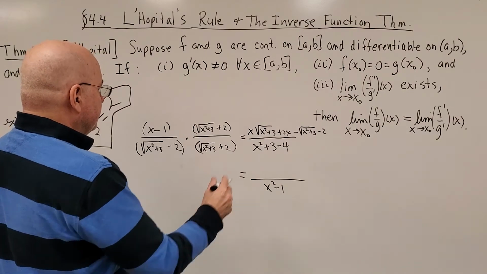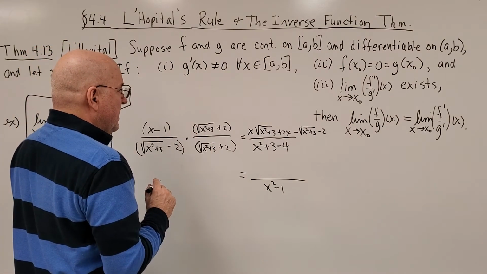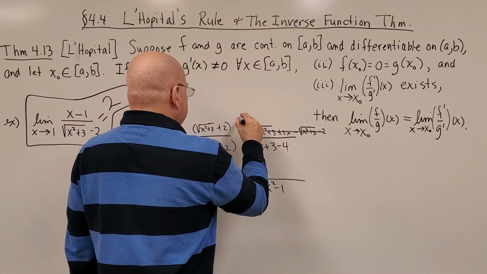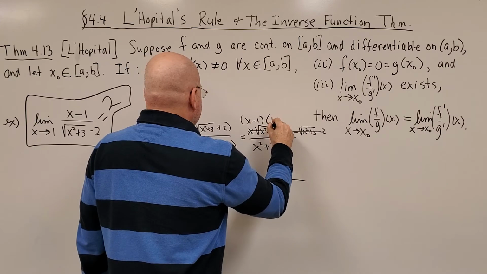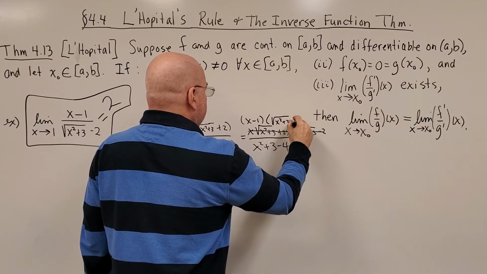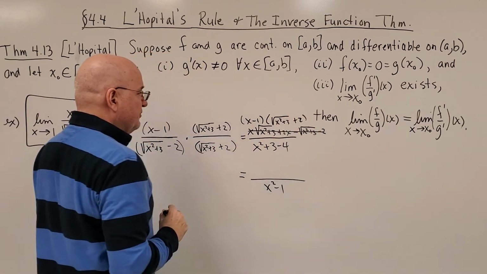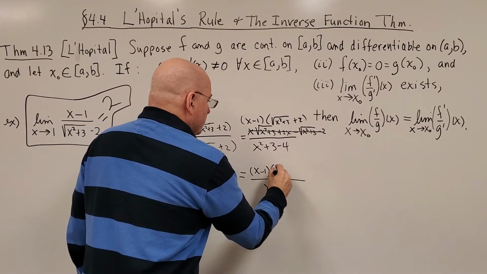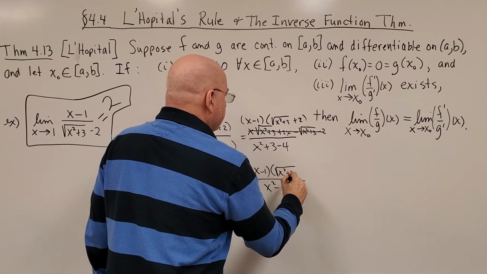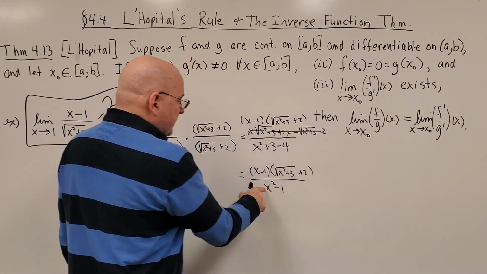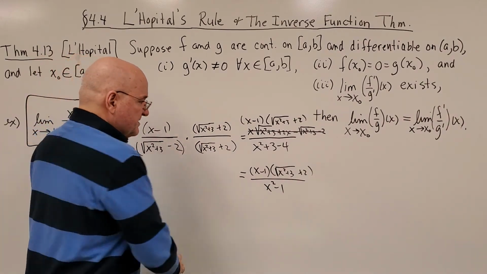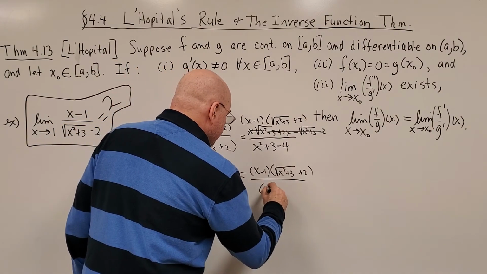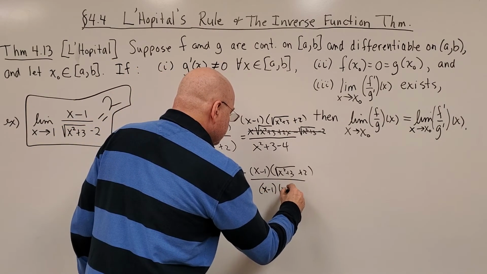And actually, this was pointless. I didn't need to FOIL that out. Let's just keep it x minus 1 times radical x squared plus 3 plus 2. That's the numerator now. The reason, as we'll see in a sec, is that x squared minus 1 in the denominator is the difference of two perfect squares. It's x minus 1 times x plus 1. I'll just write it that way.